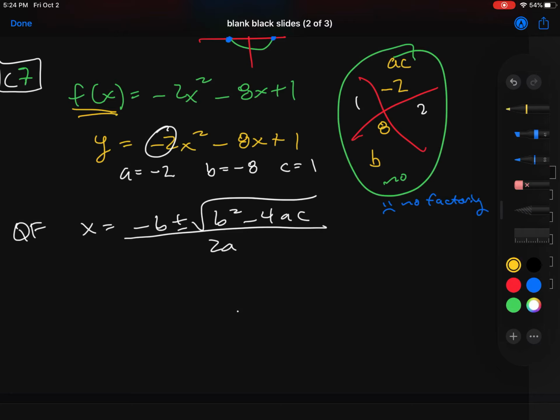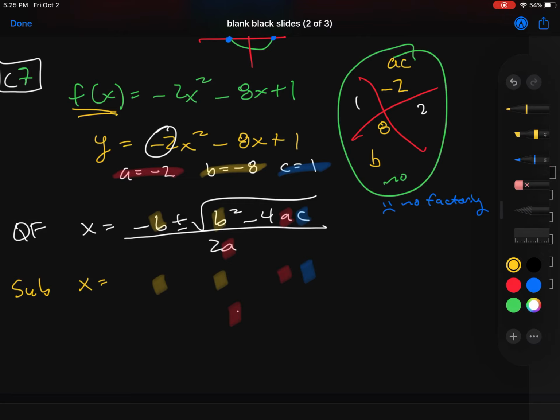Okay. Then we're going to do a substitution. Okay, what does that mean? The A value is negative 2. So every time I see an A value, we're going to do negative 2. A value, negative 2. B value, negative 8. And C value, 1. Okay, let's do the substitution here.